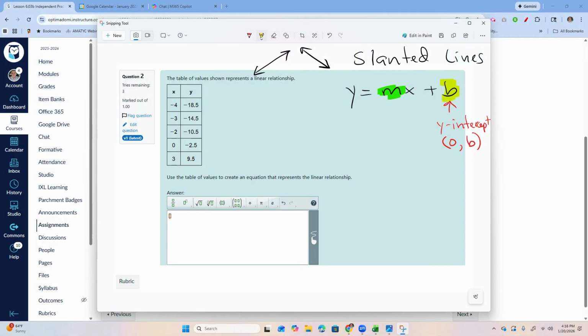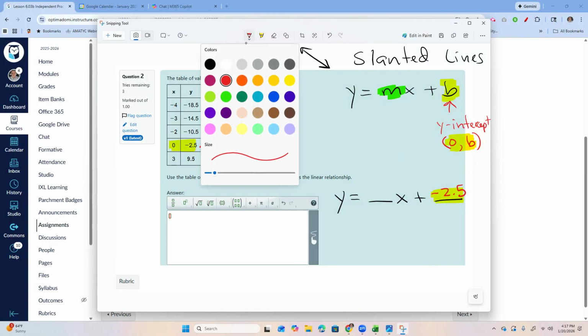So look at the table, look for a row that starts with 0 on the first column and a number in the second column. You can see it right here, see? So that means that negative 2.5, that's going to be my B. So when I start writing my answer, that's going to look like this. Y equal blank x plus blank. The blank space that I'm highlighting in yellow is the value of B. So what's my value of B here? Negative 2.5.